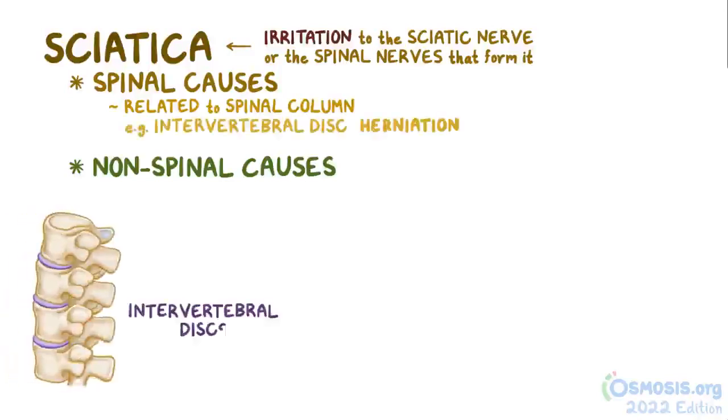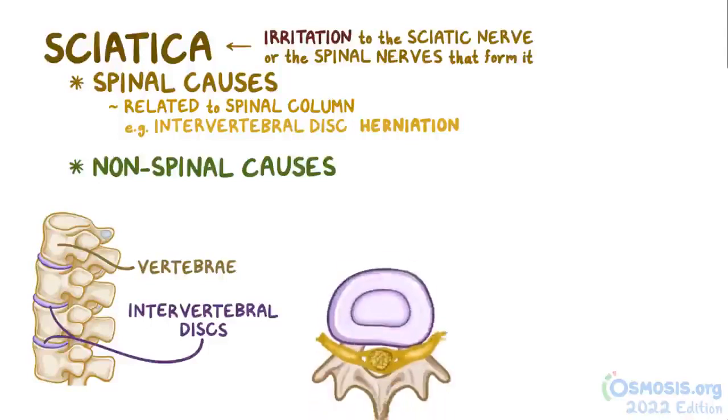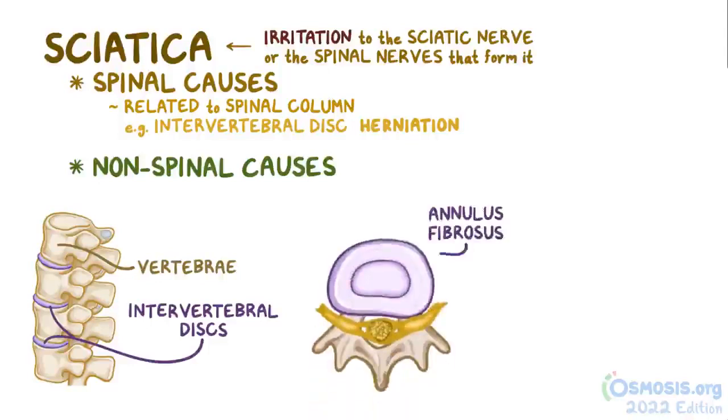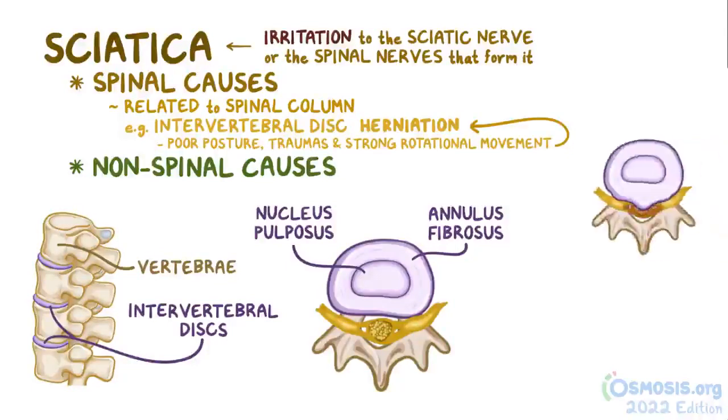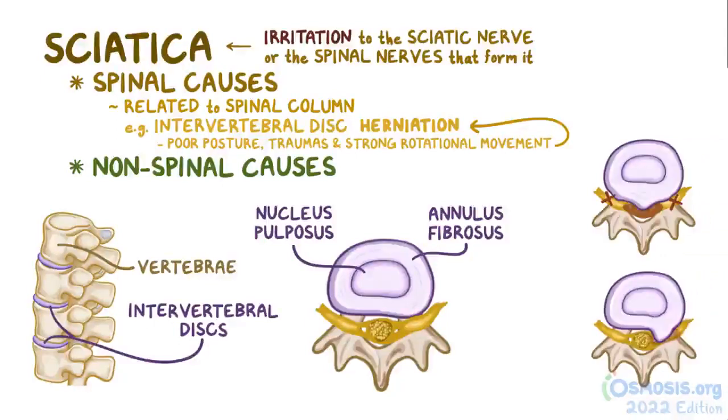The intervertebral discs lie between vertebrae and act as shock absorbers. Each disc is made of two parts, the outer fibrous ring, called the annulus fibrosus, and the inner gel-like pulp, called the nucleus pulposus. Poor posture, traumas, physical activity, and strong rotational movement can cause herniation where the disc bulges out in one direction. If it bulges out towards the center of the spinal cord, it could compress multiple nerve roots on both sides, or laterally, compressing one nerve root on one side.